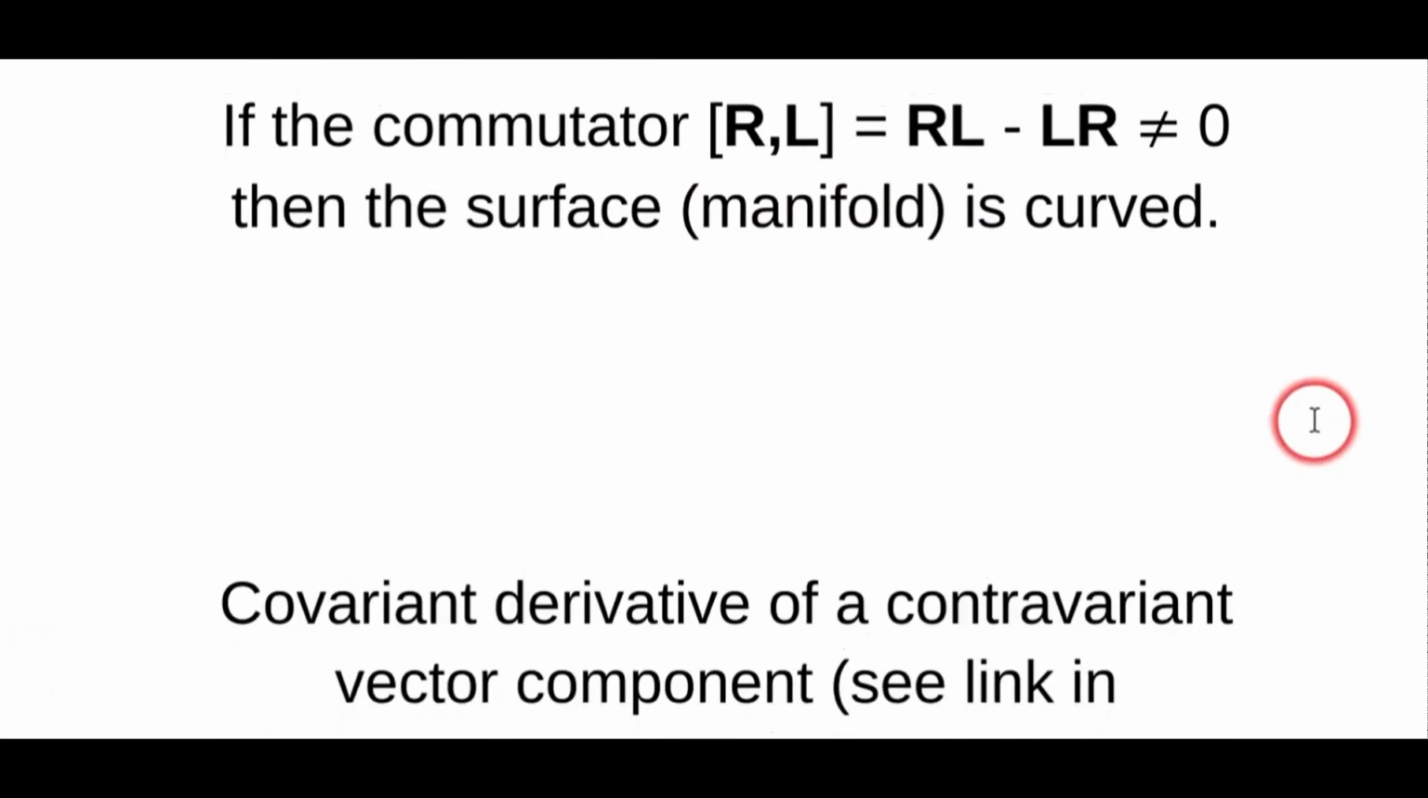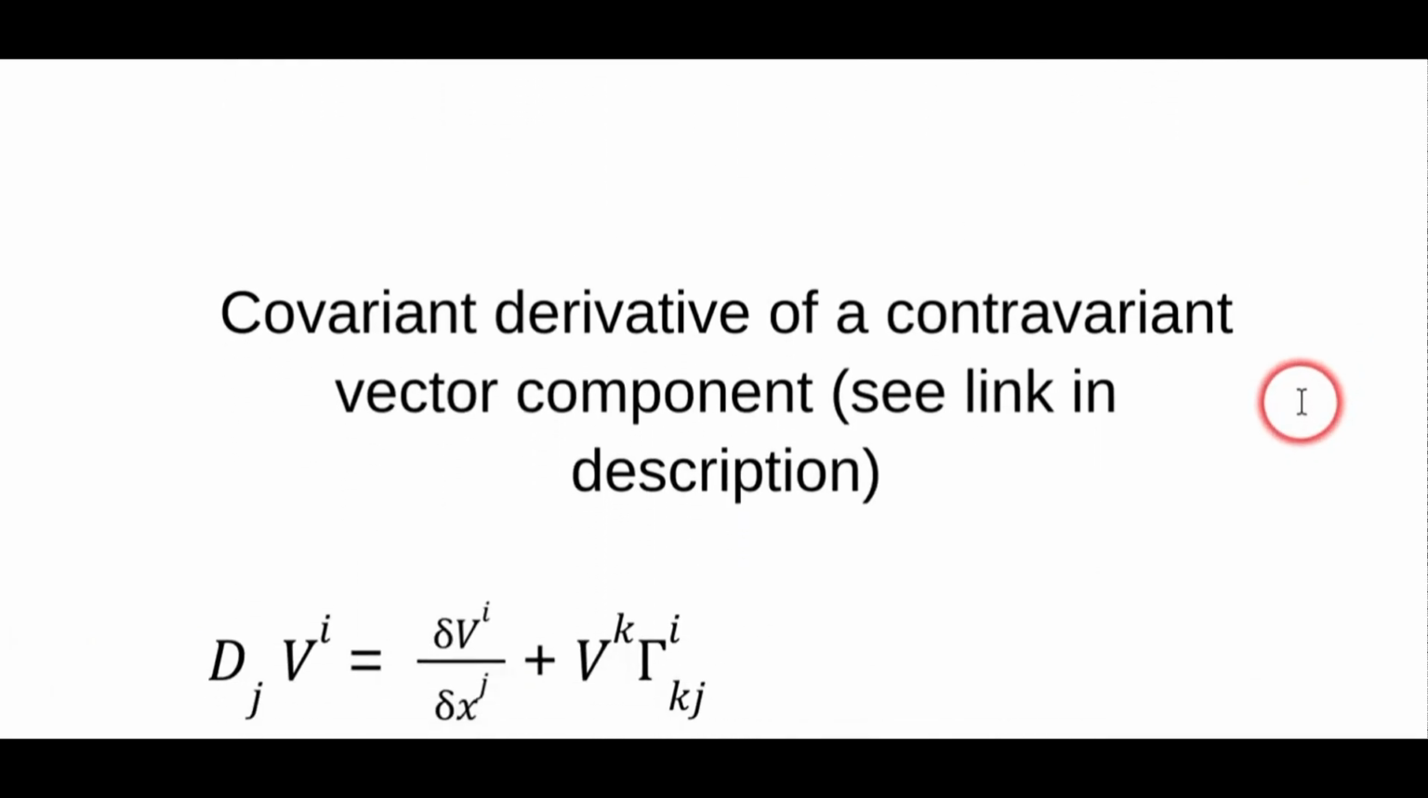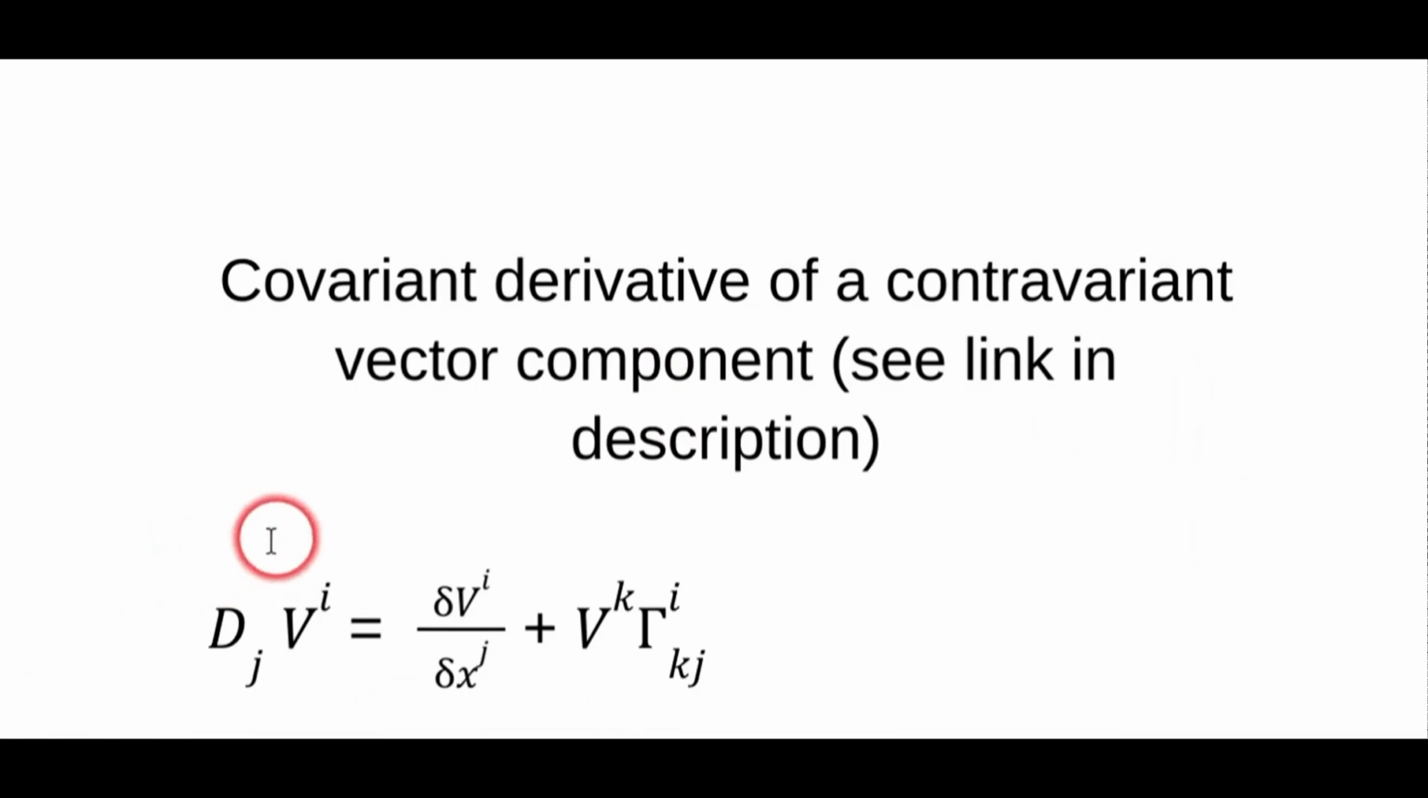All right, so we're going to jump right in here with the covariant derivative. Now, I'm going to leave a link to this in the description. I did a video on the covariant derivative of a contravariant vector component, right? And I'm writing my covariant derivative as a big D with the subscript. And this is telling me I'm taking the ith derivative with respect to the jth component of this vector component. Let me say that again. I'm taking the ith derivative with respect to the jth coordinate.